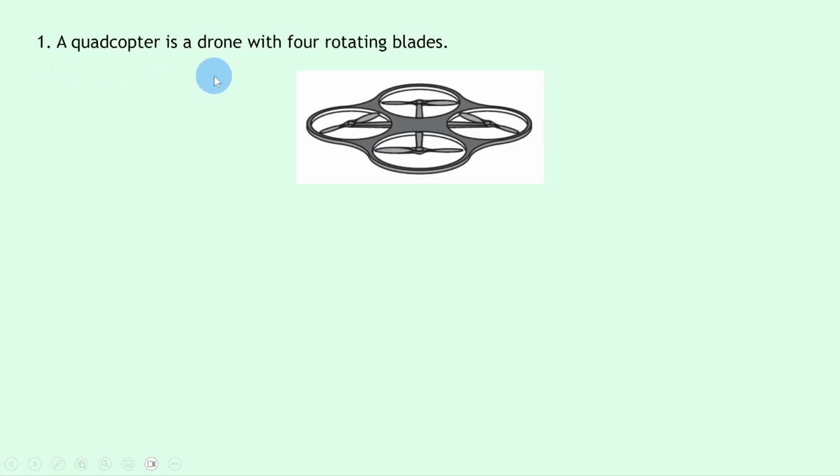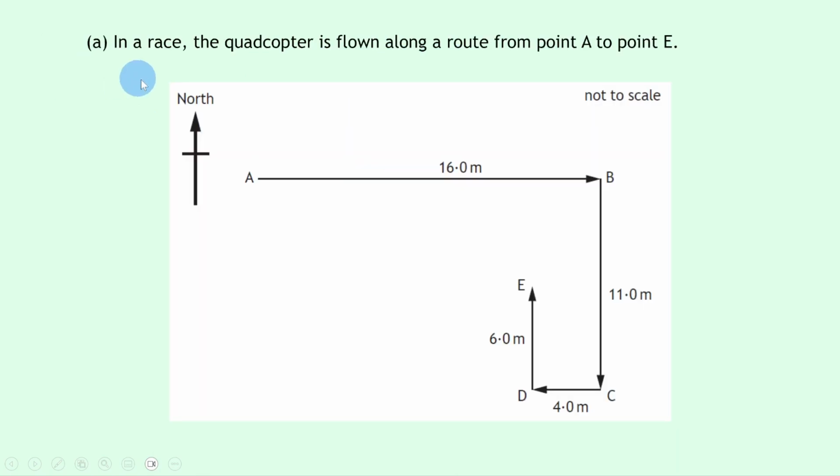Question 1 says a quadcopter is a drone with 4 rotating blades, and you'll see a picture of it there. Part A says in a race the quadcopter is flown along a route from point A to point E. So the route goes 16 metres from A to B, then 11 metres from B to C, then 4 metres from C to D, and then another 6 metres from D to E.